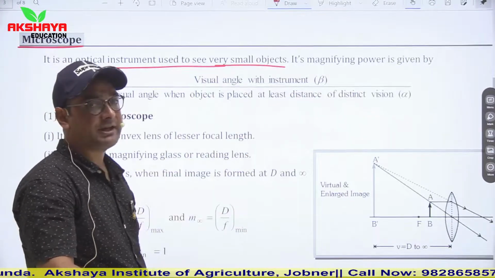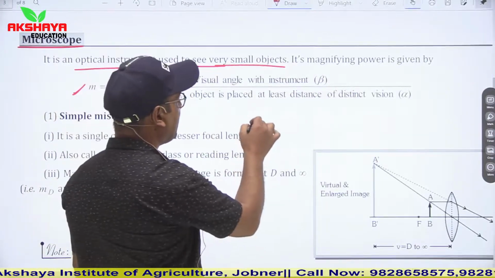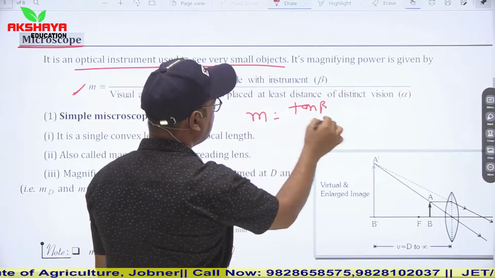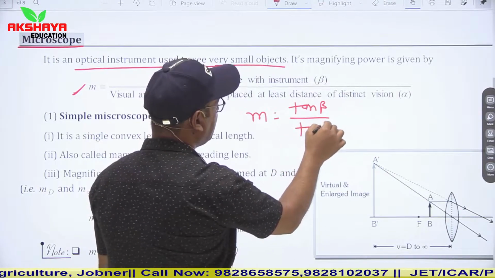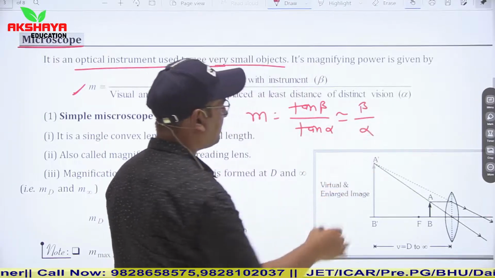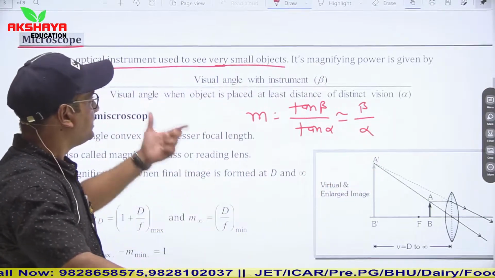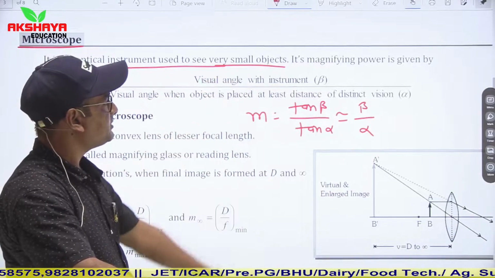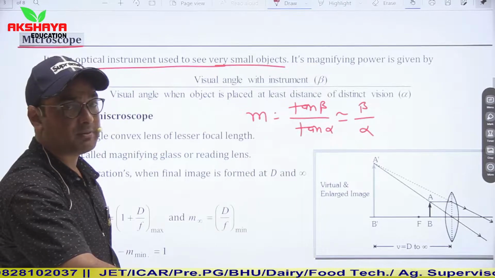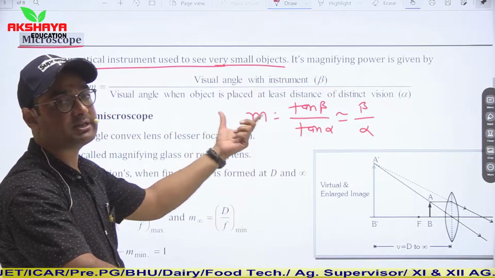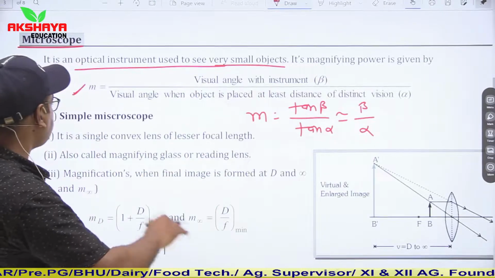Here these angles are very small, so generally this relation can be obtained by using the relation tan beta upon tan alpha, but angle alpha and beta are small, so we can say that they are almost equal to beta upon alpha. So this is known as magnifying power: visual angle with instrument divided by visual angle formed at least distance of distinct vision.